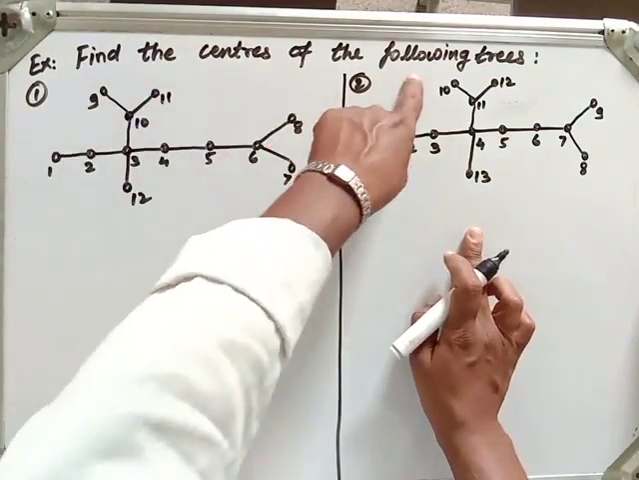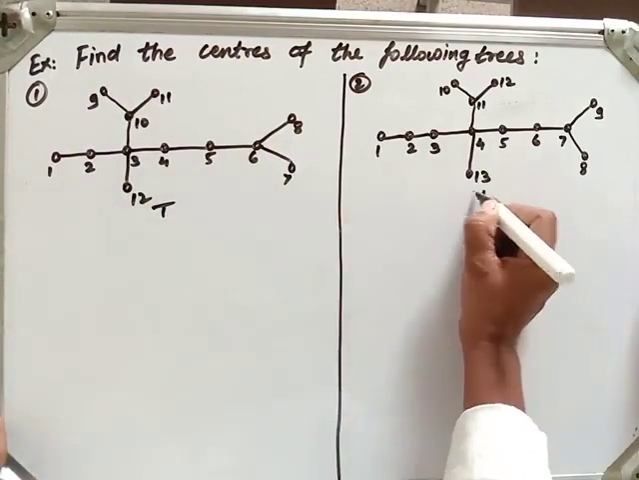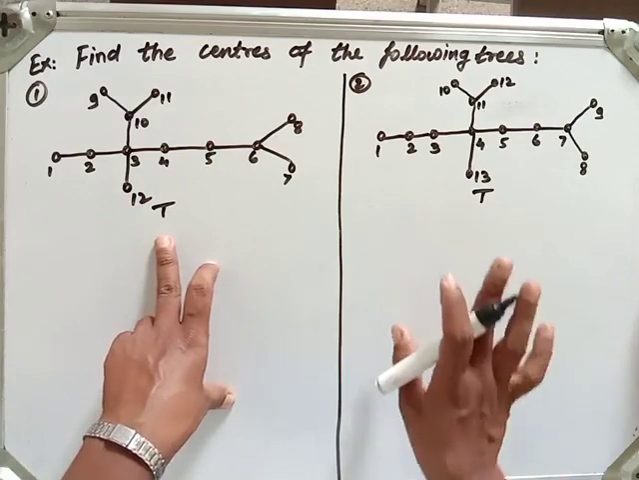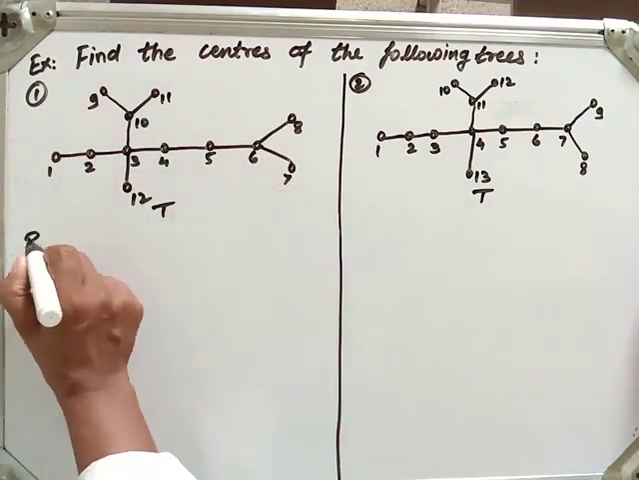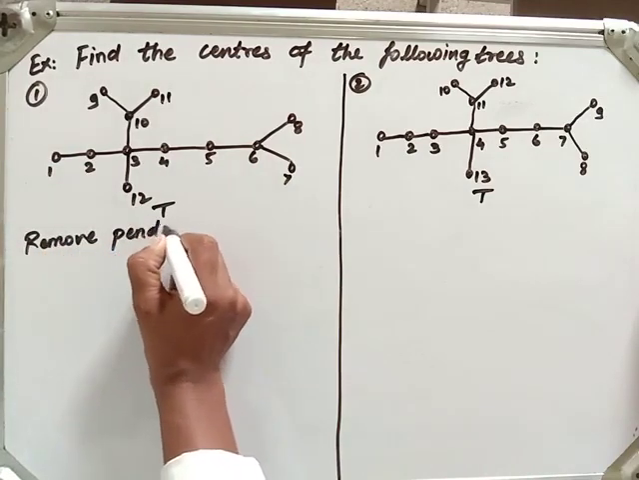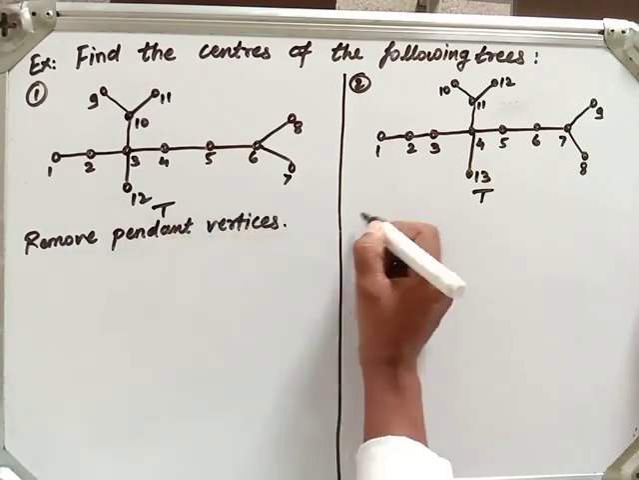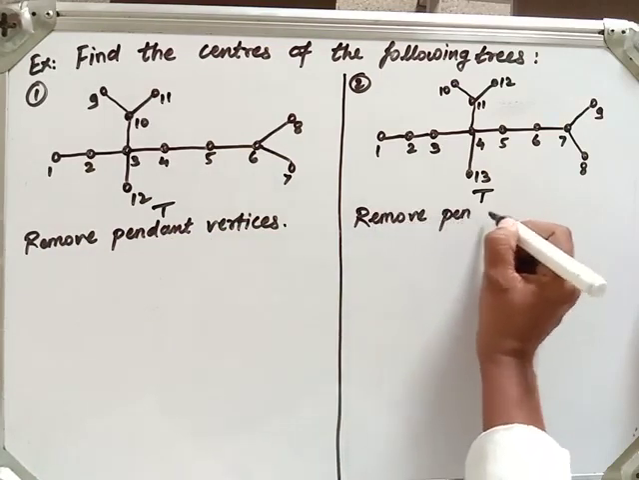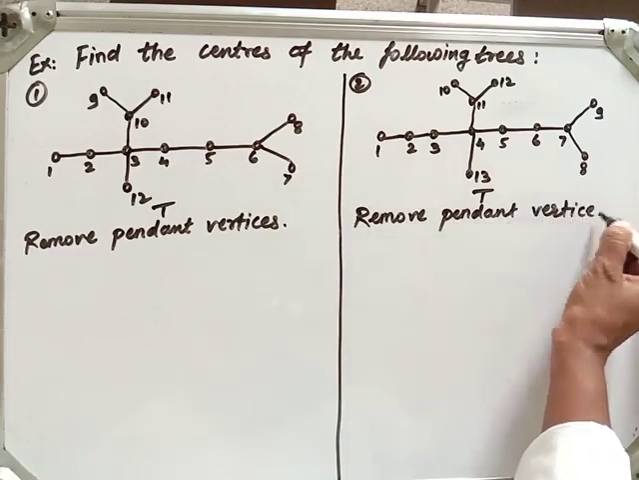Question: find the centers of the following trees. Now this is one tree and this is another. Let it be T. As we have seen in the theorem, according to that procedure we will determine the centers here. Now here I have to remove the pendant vertices. Do that procedure here also. Remove pendant vertices.